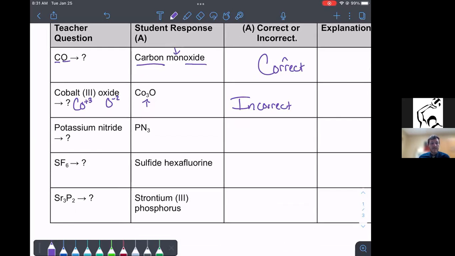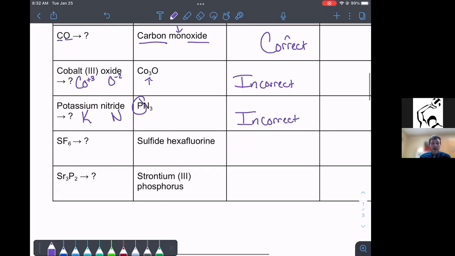The next one, we have potassium nitride. We know that potassium is K, and nitride is nitrogen, so it's N. We know that that is P for phosphorus, so this is incorrect. It's not even the right element.